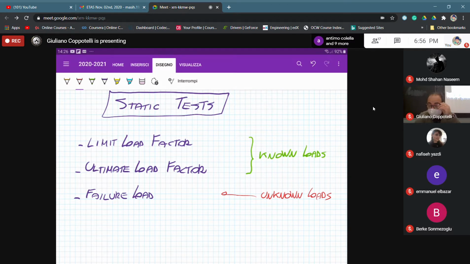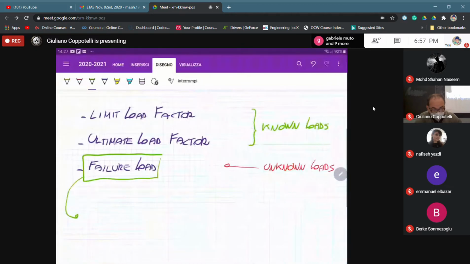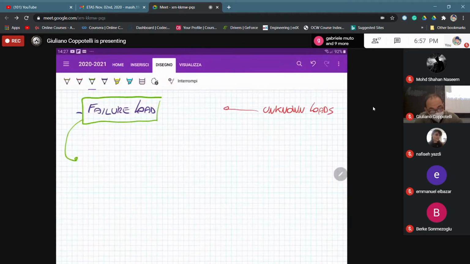So what's happening is that in this failure load test, the ultimate loads are increased. And please note, this increase of the load is quasi-static.